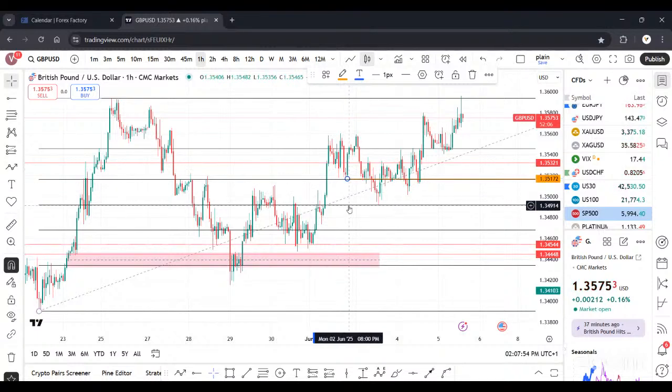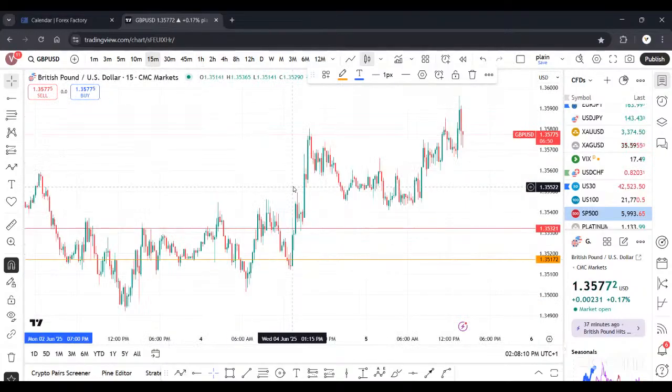Shoulder at 1.35172, sweep to the downside. We eventually saw a break to the upside. All I want to see price do is retracing to 1.35172 on the 1-hour time frame.